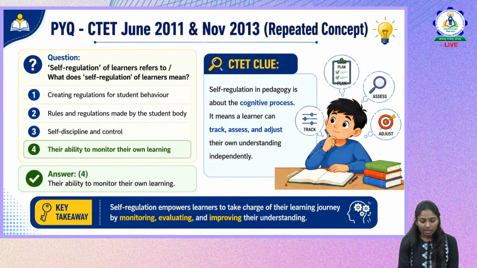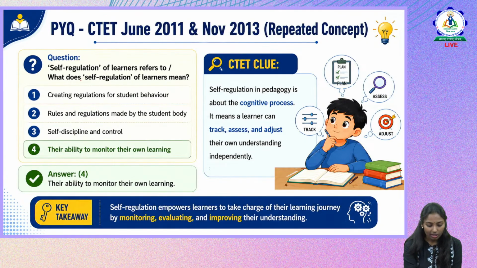Okay? So let's see. Now we have the question from CTET June 2012 and November 2013. The same concept was repeated. The question was not repeated, the concept was repeated. The self-regulation of learners refers to, see, two questions are written here. Self-regulation of learners refers to was a question asked once. What does self-regulation of learners mean? So I have put these two questions for you here.